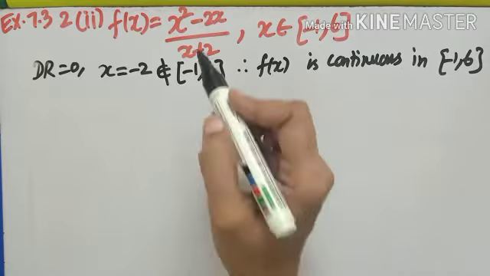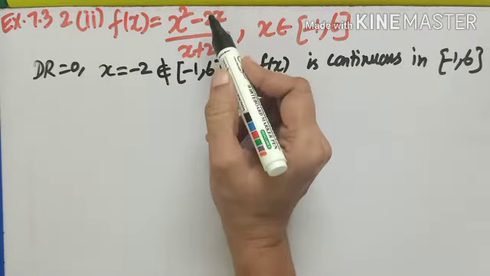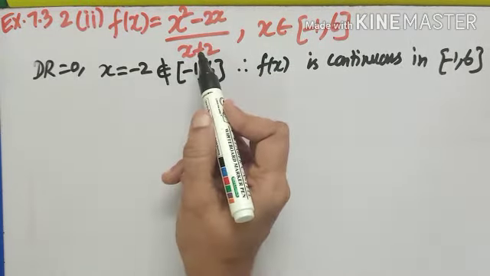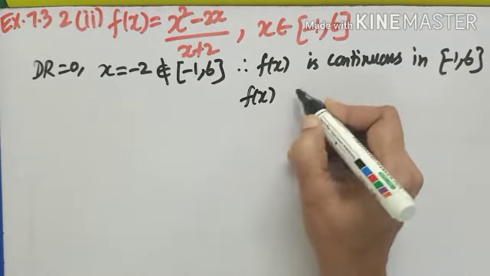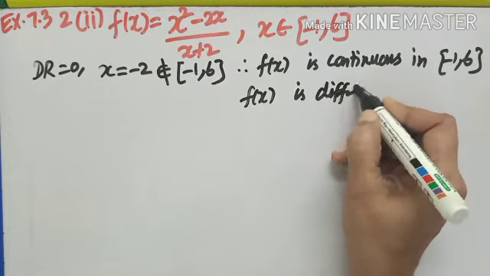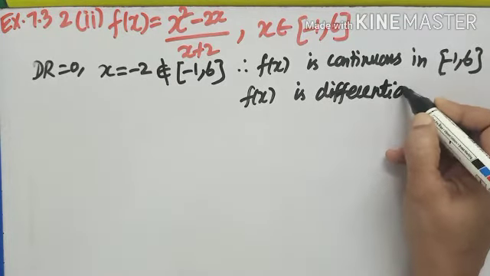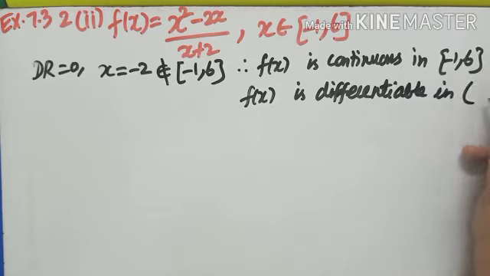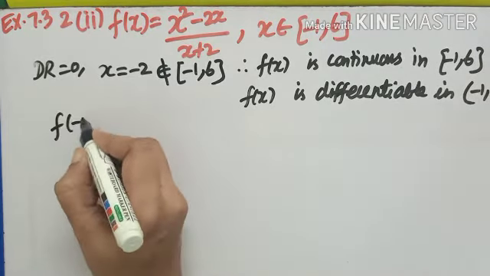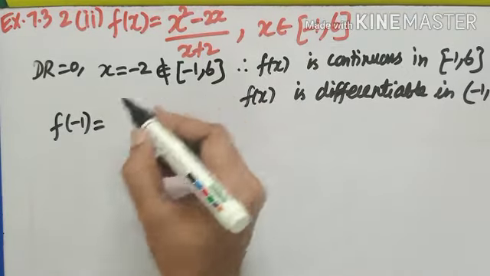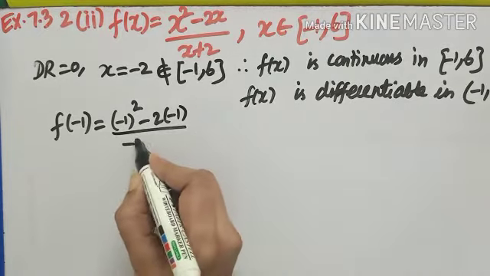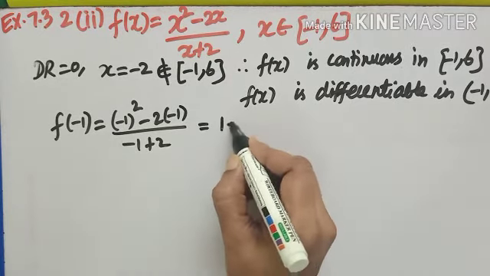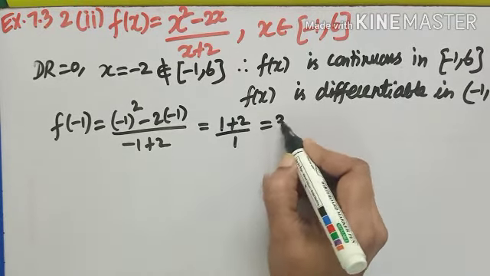The second idea, it is u by v. Since the denominator is not becoming 0, I can differentiate it. So we will write f of x is differentiable in the open interval. Open interval we put round bracket minus 1, 6. Find out f of minus 1. Wherever x is coming, minus 1. Minus 2 into minus 1 by minus 1 plus 2. 1 plus 2 by 1, that is 3.